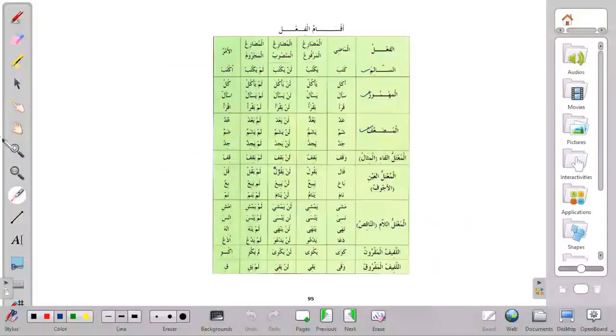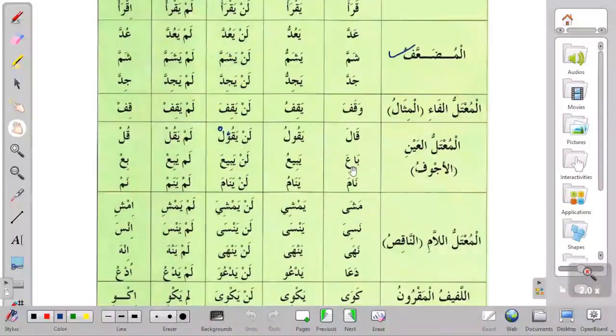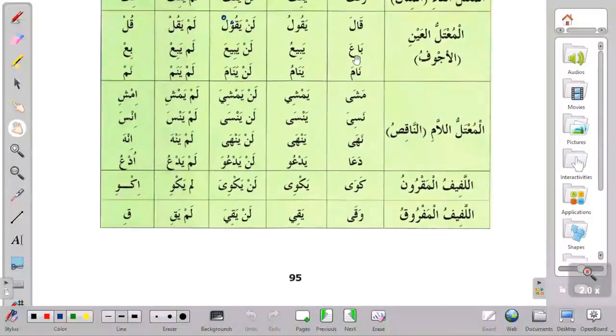Now we have these last two, which we have not talked about. The author just put them to complete the table. The table is a summarization of all the verbs that we have, the categorization of verbs. So he just added these last two to make the table complete, but actually we haven't learned them.